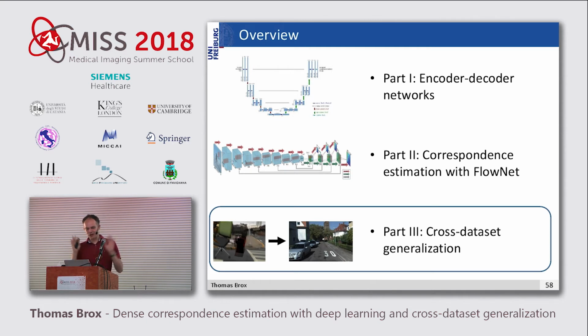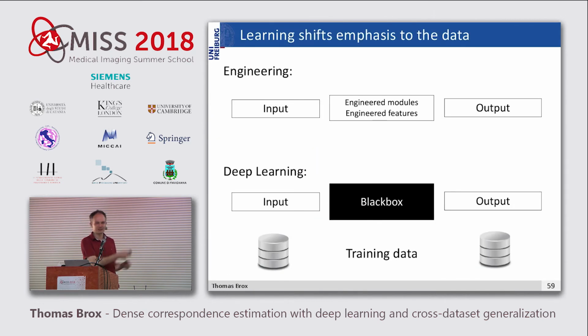First of all, I want to highlight that since we are now doing learning instead of engineering, the emphasis of our engineering shifts to the data. So before, in a classical engineering approach, you got here your input, your output, and in between there were either some engineered modules or engineered features, and you had control about what you were doing there. And all the effort actually had to go in here. Now with deep learning, you have here the network parameters that are optimized on data. So actually you don't do anything in this part anymore. So this is all done by the optimizer, by a stochastic gradient descent, and becomes kind of a black box.